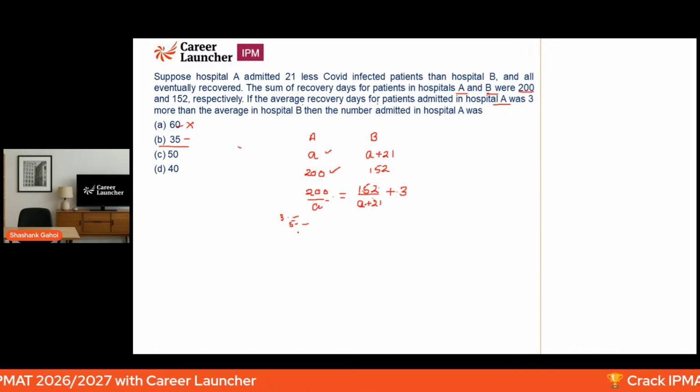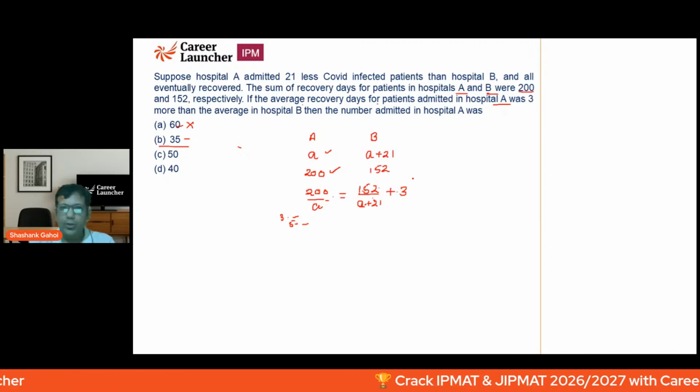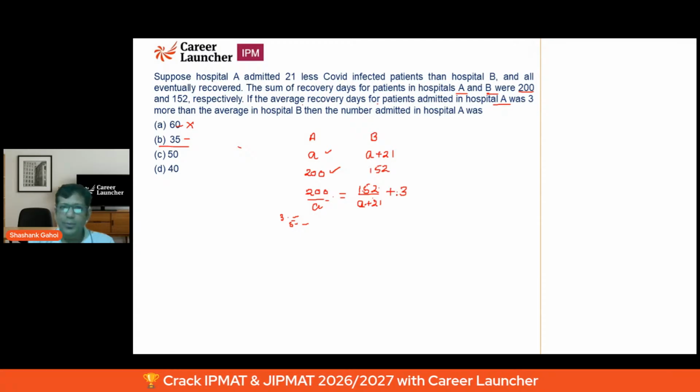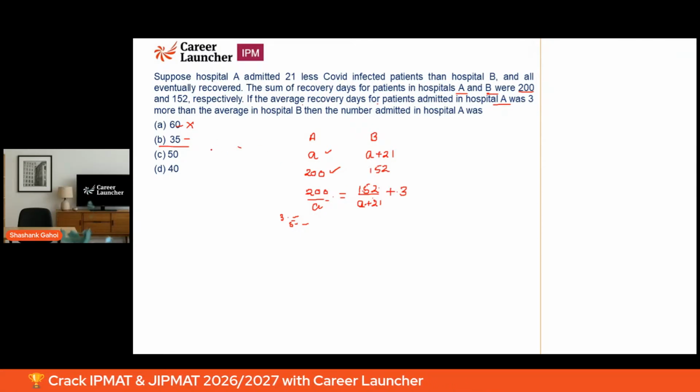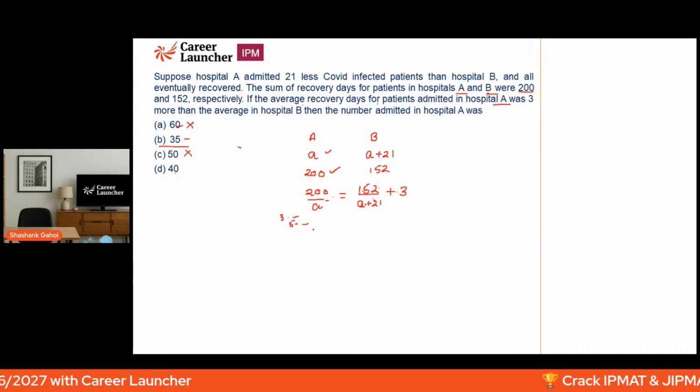Okay. Let's look at 5. So 200 divided by 5 is 4. 150 divided by 71 is 2 point something plus 3, 5 point something. So LHS is not equal to RHS, definitely. So rejected. 40. So 200 upon 40 is what? 5.